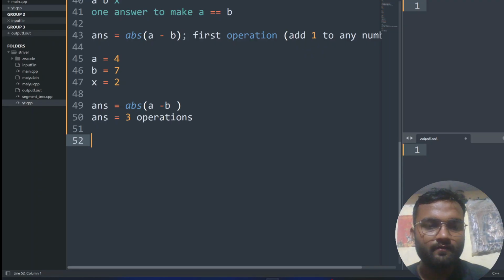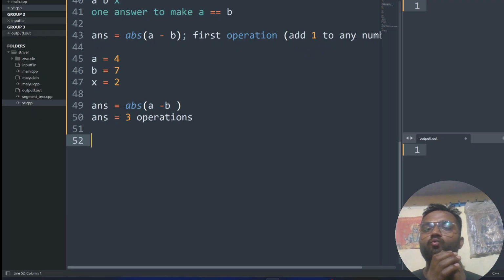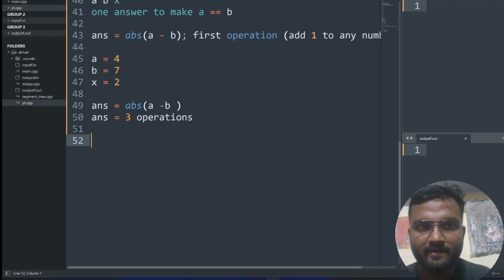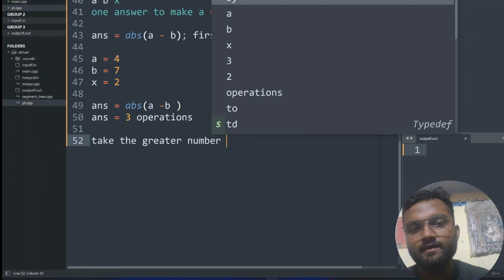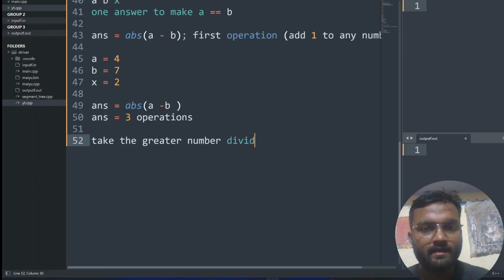But can we make a and b equal in somewhat fewer operations? In order to do so, we have to think about dividing. If a and b are not equal, which one would I prefer to divide first? Definitely the greater one. So we take the greater number and divide it by x.